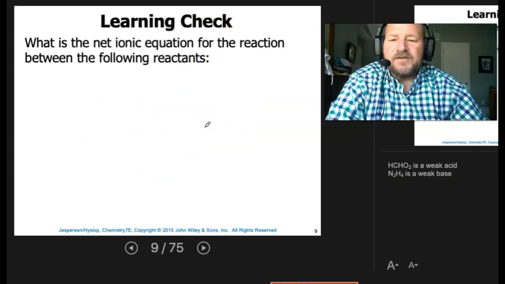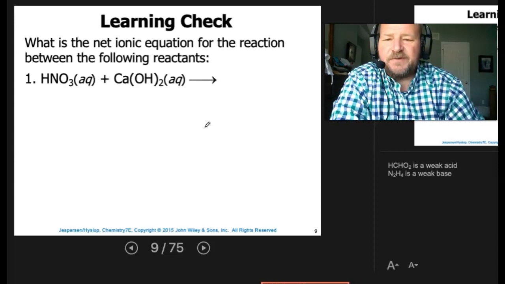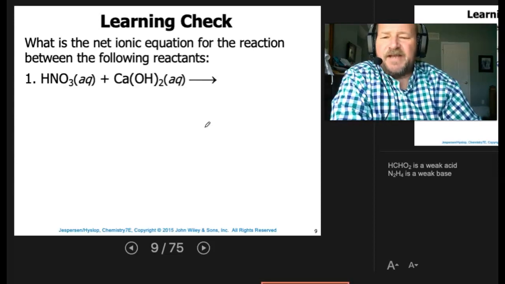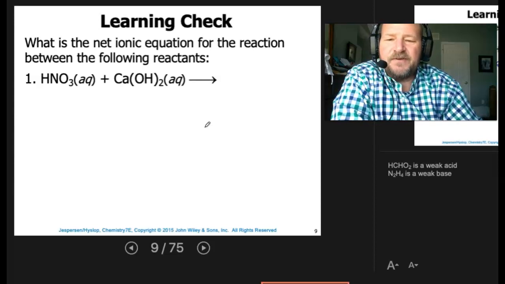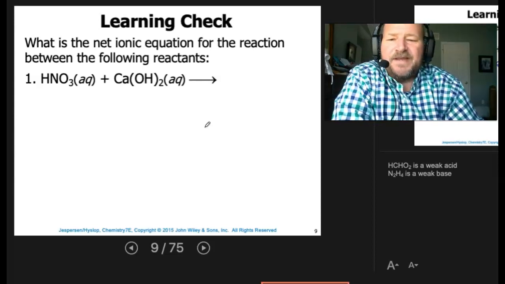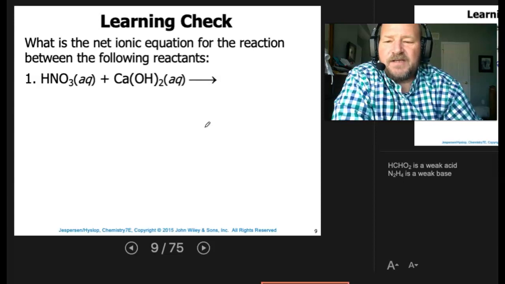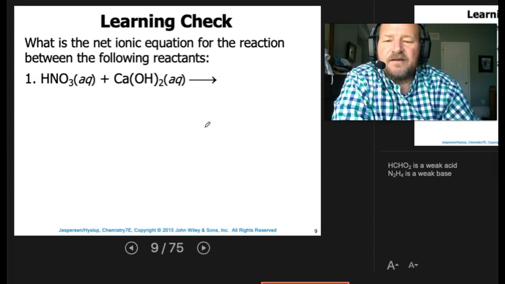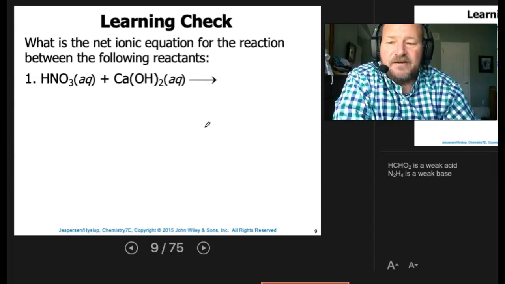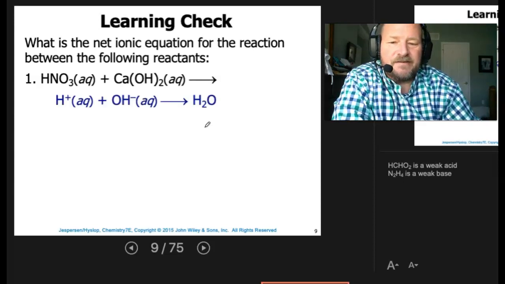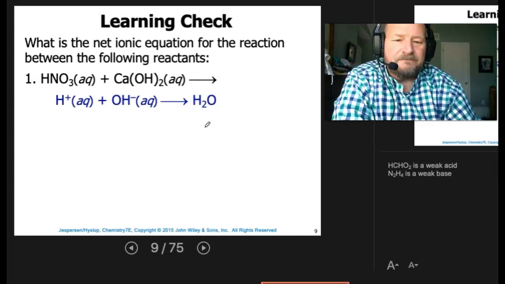All right. So what is the net ionic equation then for the reaction between the following reactants? So if I take HNO3 and I mix it, strong acid with a strong base, what would be the net ionic equation? So of course we'll break that into H plus NO3 minus plus calcium 2 plus hydroxide, or you can commit it to memory because we've already said strong acid plus strong base gives us water. H plus OH minus goes to water.